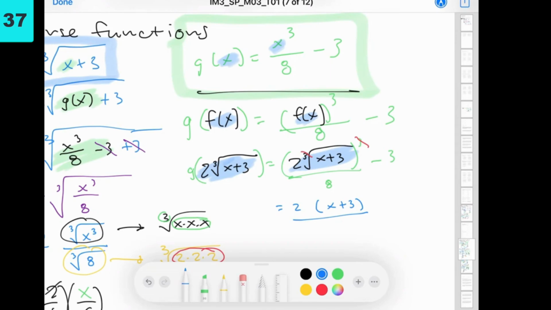Gotta make sure this is right. X cubed. F goes into G. We did that. Correct. All of that over 8 minus 3. Okay, good. So we're just left with the x plus 3. I see my mistake.